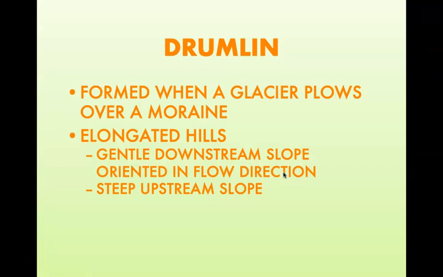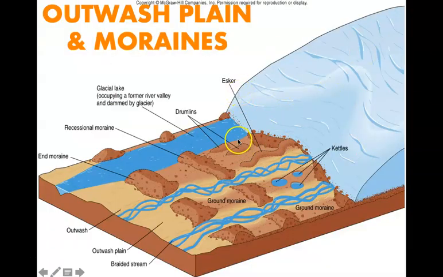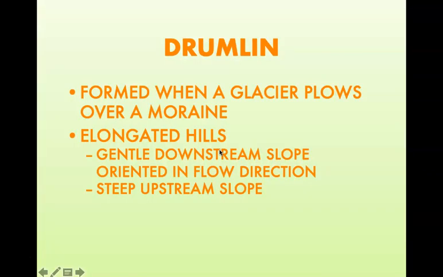Drumlin. A drumlin is formed when a glacier plows over a moraine. What it does is it shapes it. Look right here. It used to be like this, and it plowed over there, and it shapes it in, well, they call it a drumlin because it's supposed to remind you of a drumstick, okay? Chicken wing, but the leg part, not the other side.